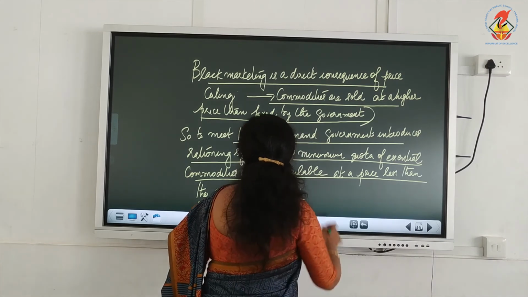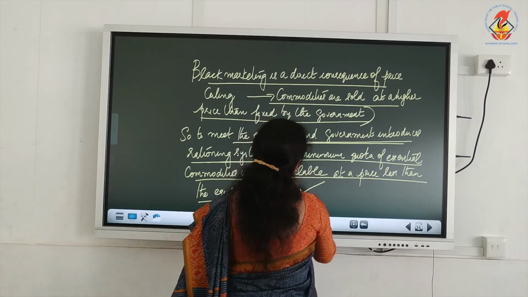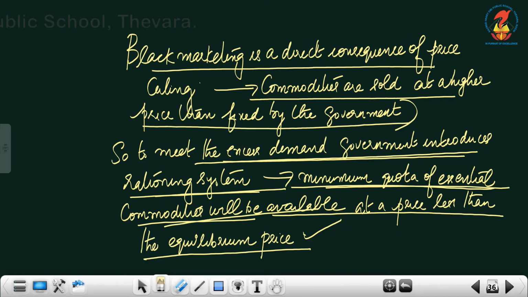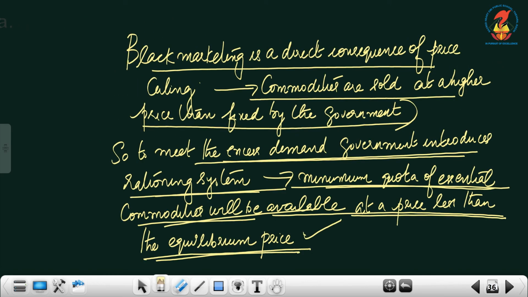So, to meet the excess demand, government introduces the rationing system. A minimum quota of essential commodities will be available at a price less than the equilibrium price. So, this is for the consumer. So, government is favoring the consumers here.